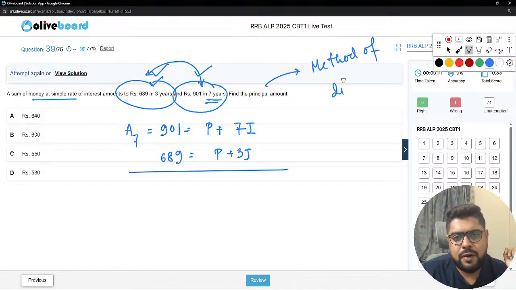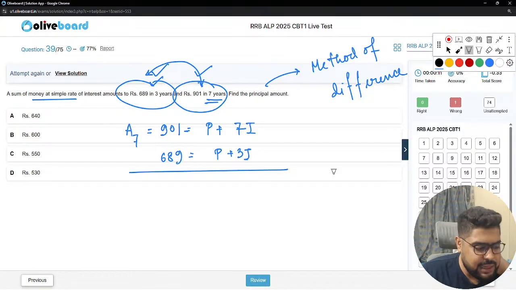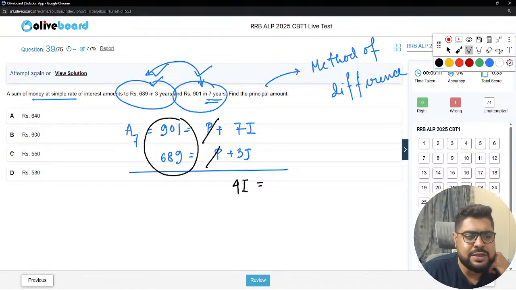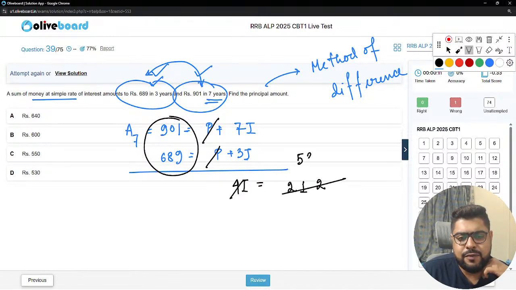This is what we call the method of difference. So if you cancel, P cancels, this is 4 times I, that will be equal to how much, sir? So this is 901, this is 689, this is 212. 4 5s are 20, 4 3s are 12. So interest is 53 rupees.